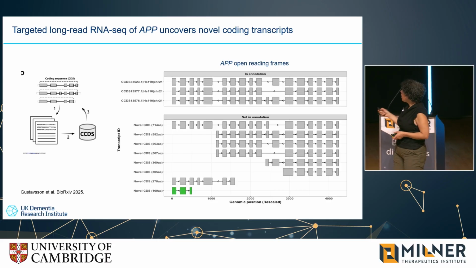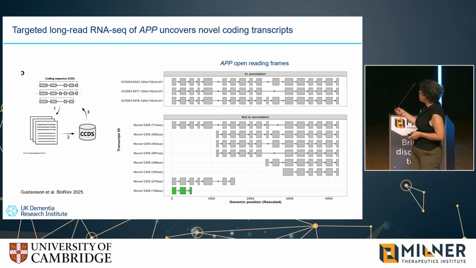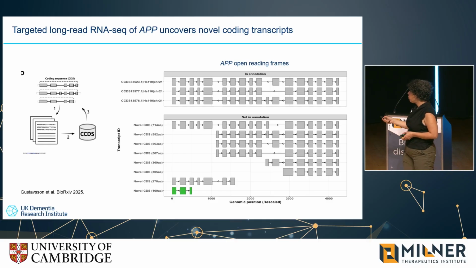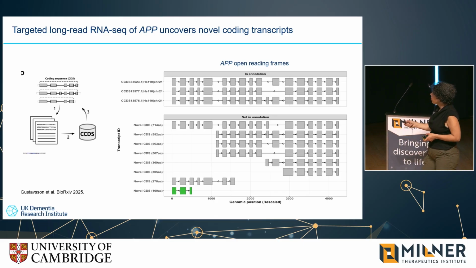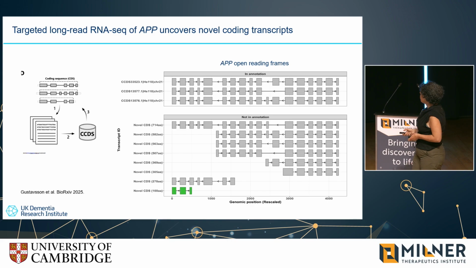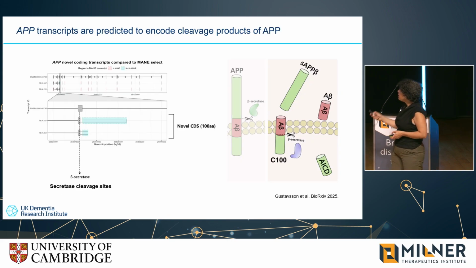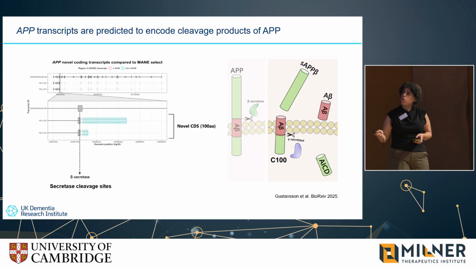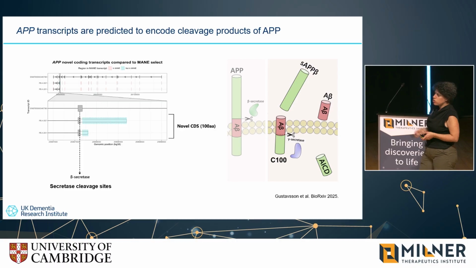It could do. If we look at the structures of APP's open reading frames, those that are in annotation and those that are not, I want to draw your attention to this novel protein coding sequence of 100 amino acids. That's quite an important protein coding sequence, and the reason why, if I can move on to the next slide, is that it's as if you've already cleaved the transcript. This particular transcript structure encodes what you might call the C100 fragment. It's effectively as if beta secretase has already operated on APP and added an additional methionine. So that transcript structure is really rather important.